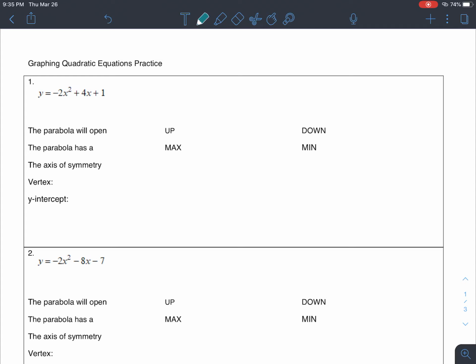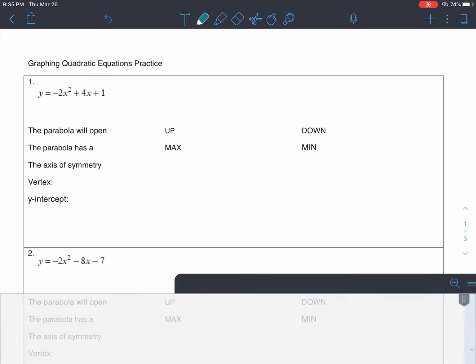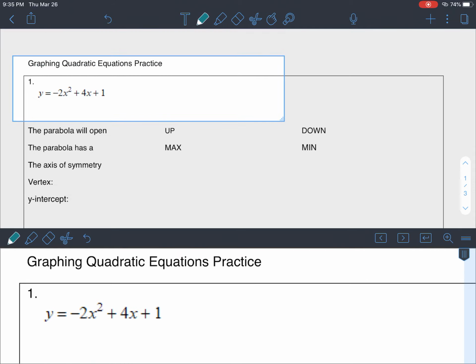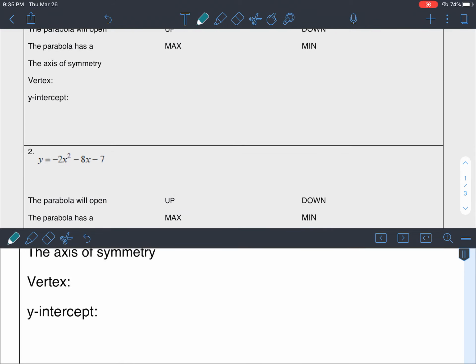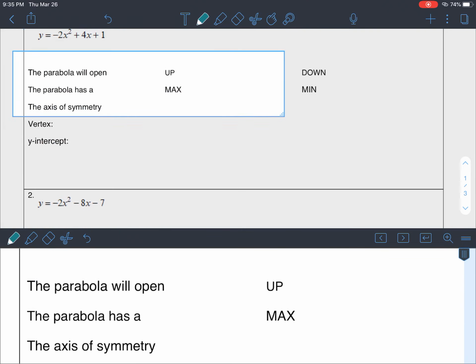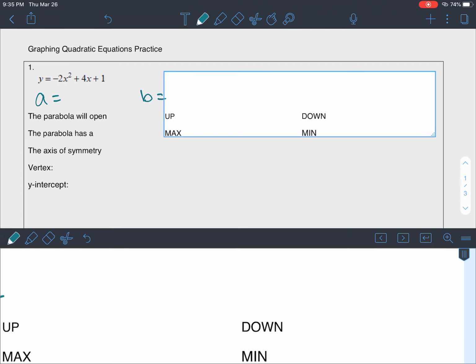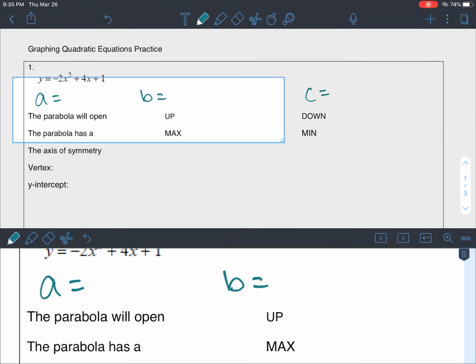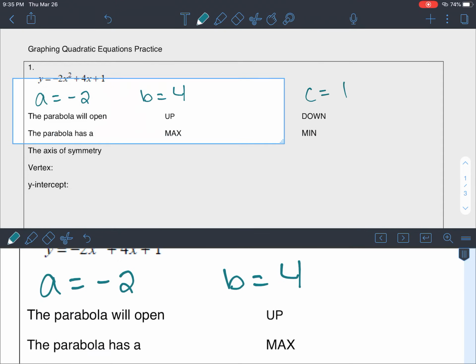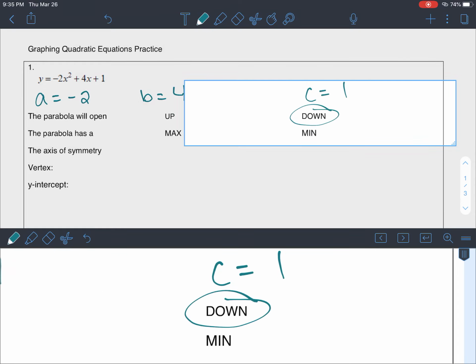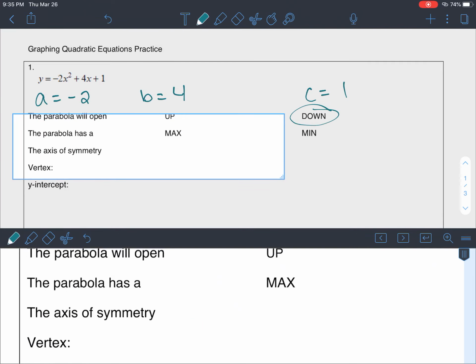So going through these problems, how do I know if the parabola will open up or down? I look at my a value. So here my a value is -2. I think it cut off my question about that. It should have asked you a equals, b equals, and c equals. So my a value here is -2, my b is 4, and my c is 1. Since my a value is negative, the parabola is going to open downward. And since it opens down, the parabola has a maximum.